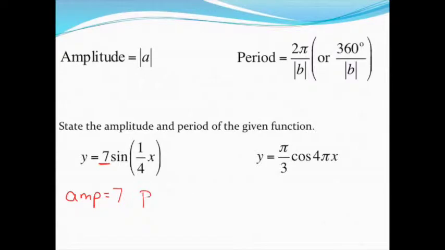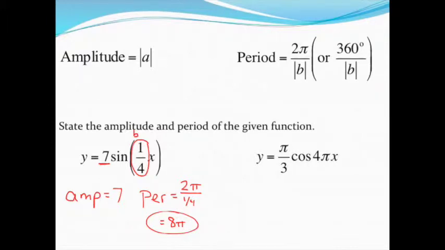To find the period, we have to do a little bit of work. What we're going to do is take the normal period of a sine or cosine graph, which is 2 pi, or 360 degrees if you're working in degrees, and divide that by our b value. Our b value is the coefficient of x. So in this case, we have 2 pi divided by 1/4. Now be careful, if you're not good with dividing fractions, then use a calculator, but 2 pi divided by 1/4 gets us a period of 8 pi. So the period is longer when I have a smaller number in front.